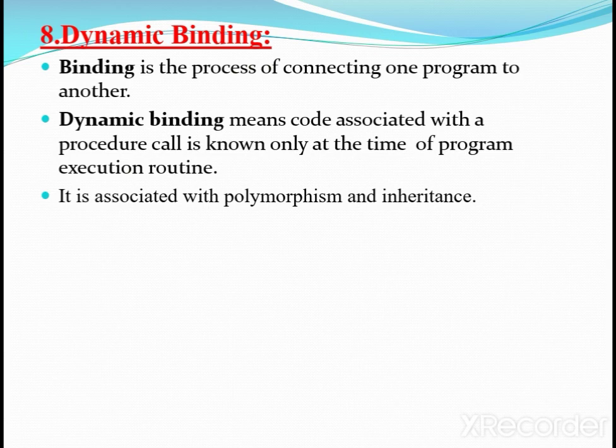Then what is dynamic binding? It means the code associated with a procedure call is known only at the time of program execution. Dynamic binding is nothing but the code associated with a procedure call being known only at the time of program execution. It is associated with polymorphism and inheritance.